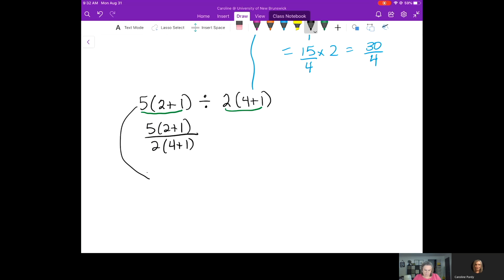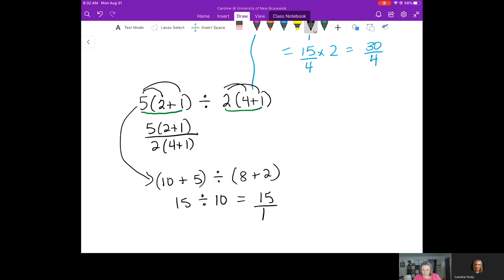And in fact, the way you could solve this is by distributing first 10 plus 5, and then that's still all 1 divided by 8 plus 2. This would be 15 divided by 10, or 15 over 10. Or in this way, 5 times 3 divided by 2 times 5, which is the 5's cancel, and we have 3 over 2, and let's just see, 5 cancels here as well, just 3 over 2. And that's how you would do these questions.